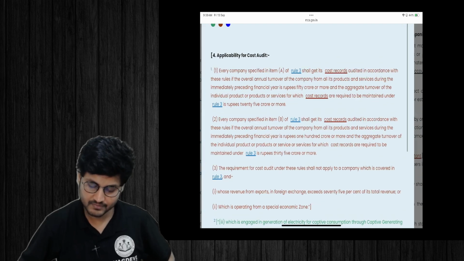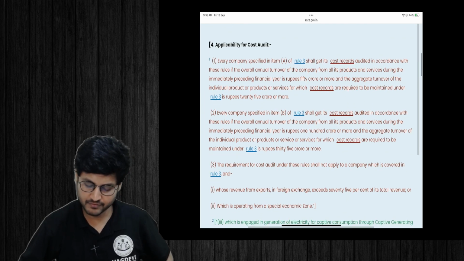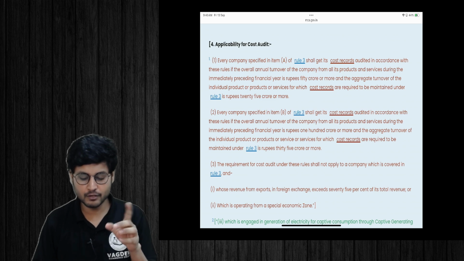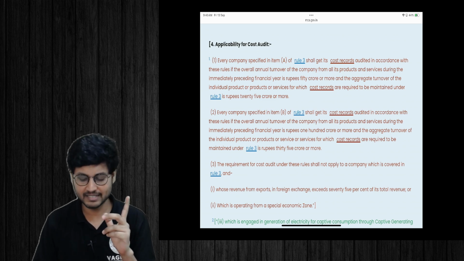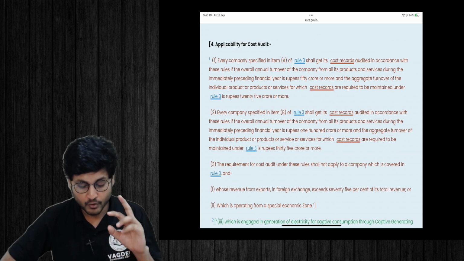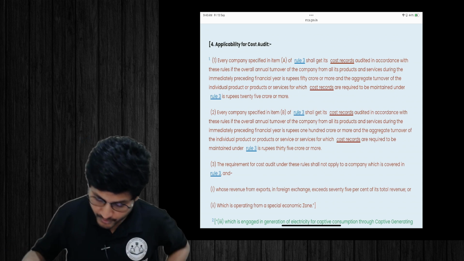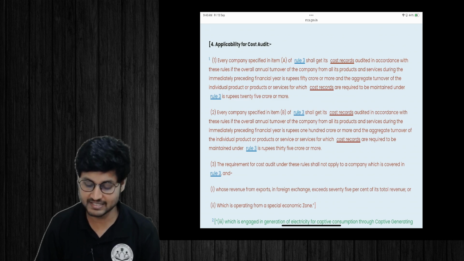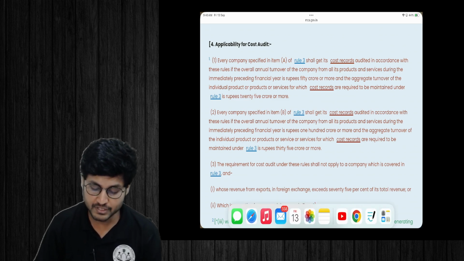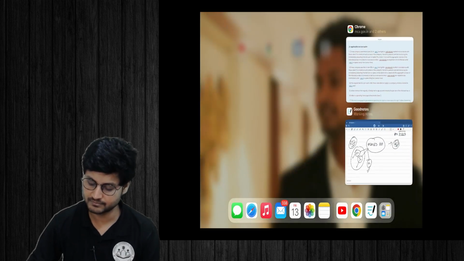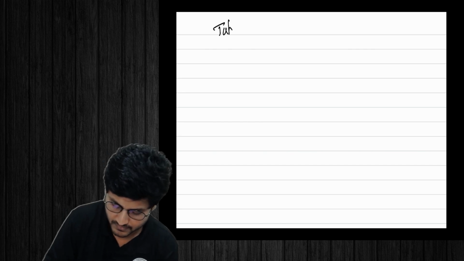I am opening applicability of cost audit. See, every company specified in item A of rule 3, which is table A, shall get its cost records audited in accordance with these rules if the overall turnover of the company from all of its products during the immediately preceding financial year is rupees 35 crores or more, and the aggregate turnover of the individual product. Let me write like this: 35 or 50 crores or more. See, table. What is table A?